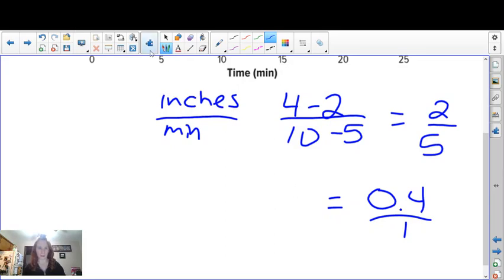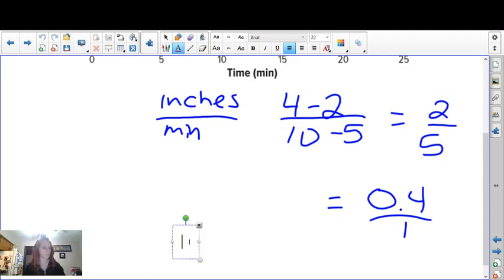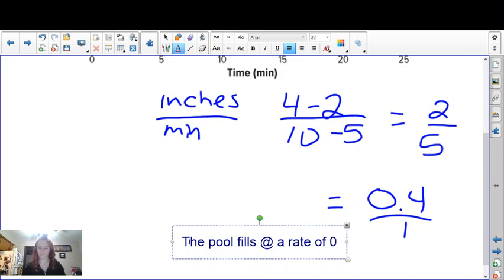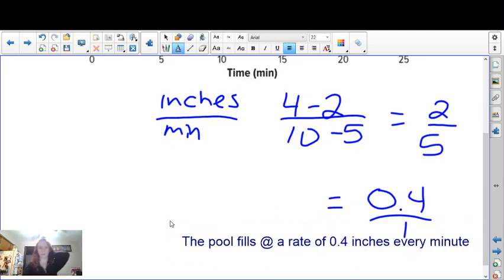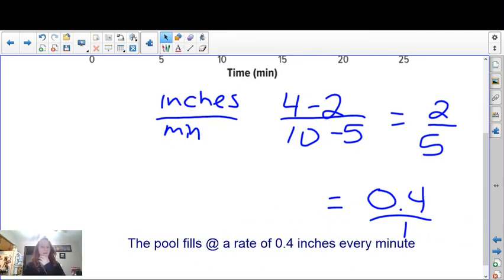So I can say, and I'm going to type because we all know what my handwriting looks like on my computer screen. Oh, and let's keep with the color scheme. So essentially we're finding out that the pool is filling at a constant rate of 0.4 inches every minute.